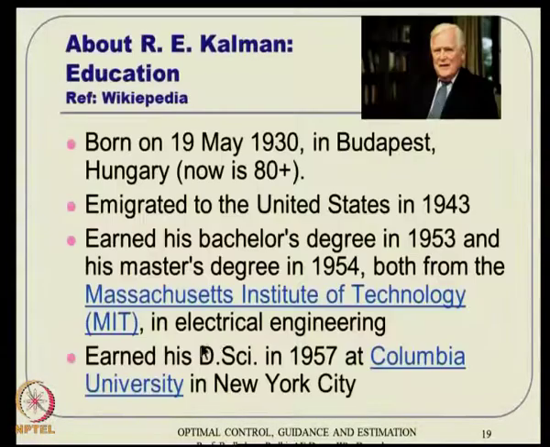So, a little bit on Kalman, just to see the historical background. He was born in 1930 in Hungary, and obviously now he is 82 plus. He immigrated to the US in 1943, when the Second World War was going on. At that time a lot of immigration happened from Europe to the US, and he was one of them. Then he earned his bachelor's degree in 53 and his master's degree in 54, both from MIT in electrical engineering. Then he earned his Doctor of Science in 57 from Columbia University in New York City.